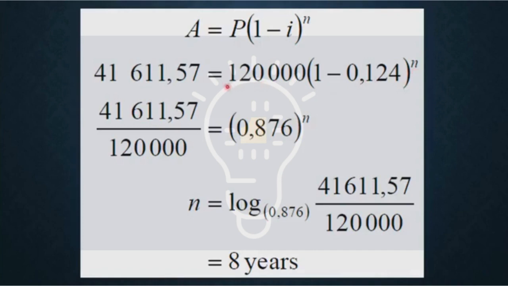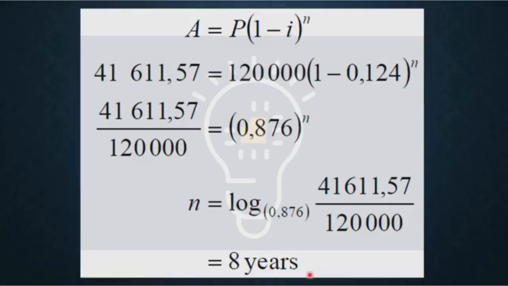Then we simplify by dividing both sides by 120,000. So we're going to have a fraction on the left-hand side. And when we simplify this, we're going to get 0.876. Now we have the principles of logarithms playing off, right? And so if we're going to find n in this case, the way we do that is we say the log of 41,611.57 over 120,000 to base 0.876 will give us 8 years.